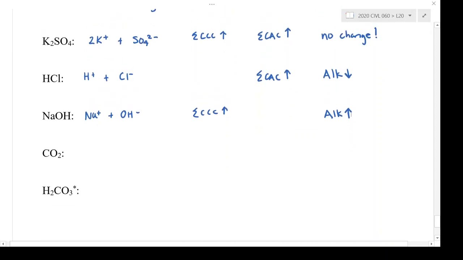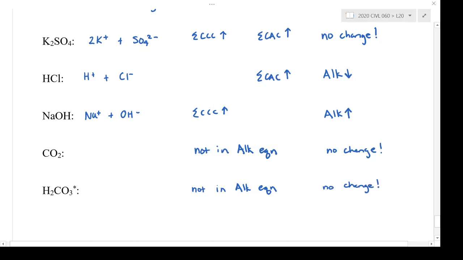The next two are potentially a little more confusing. The first one is carbon dioxide, gas or aqueous, it doesn't really specify. But one way to think about this is that carbon dioxide is not in the alkalinity expression. So, not in the alkalinity equation. And since it's not in the equation and we add it, there's just not going to be any change to alkalinity. There's also no increase in CCCs or CACs, so it's clearly not changing the alkalinity. The same can be said for carbonic acid. It's simply not in the alkalinity equation, and it doesn't change the CCCs or CACs, so no change.